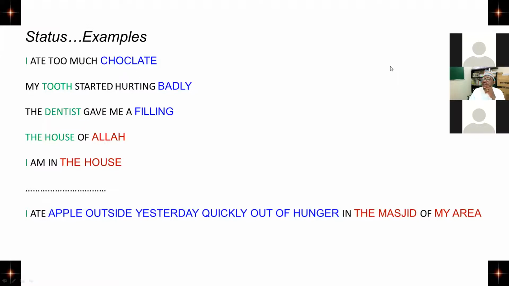Mashallah, I'm seeing a lot of answers here, starting from Rehan. Shaban says R, what is R and N? Okay, I'm saying what are the isms first? Okay, I is an ism, chocolate is an ism, yes, chocolate and I. Very good. I ate too much.